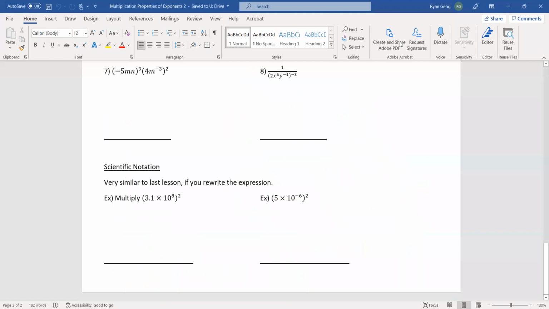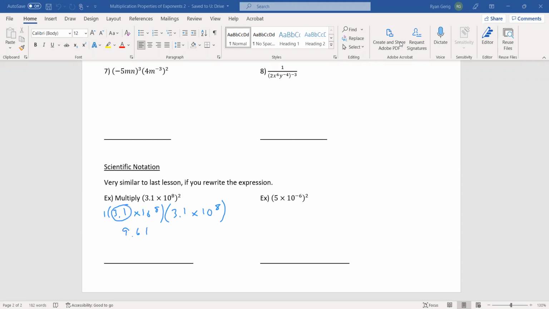Finishing this up, scientific notation. It's very similar to the last lesson, so I'm not going to spend a ton of time. 3.1 times 10 to the 8th squared. If you just understand what squared means, that means 3.1 times 10 to the 8th times 3.1 times 10 to the 8th. And now you're doing exactly what you did in the last lesson. So 3.1 times 3.1, 9.61.